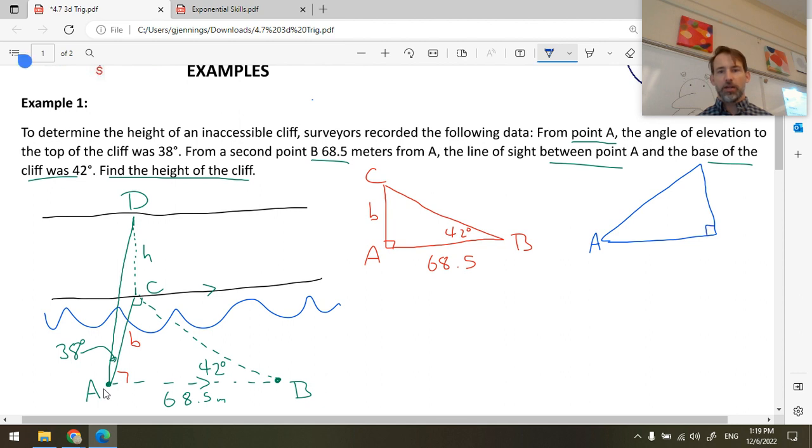A right angle here at C, and then the top of the cliff D. We're trying to find height, and we'll need a base there because all we have in this one is a 38-degree angle. That's all we have. We don't have any side lengths. So you can imagine if the cliff was really, really far away, it would be very, very tall. If the cliff were very, very close, it would be very, very short.